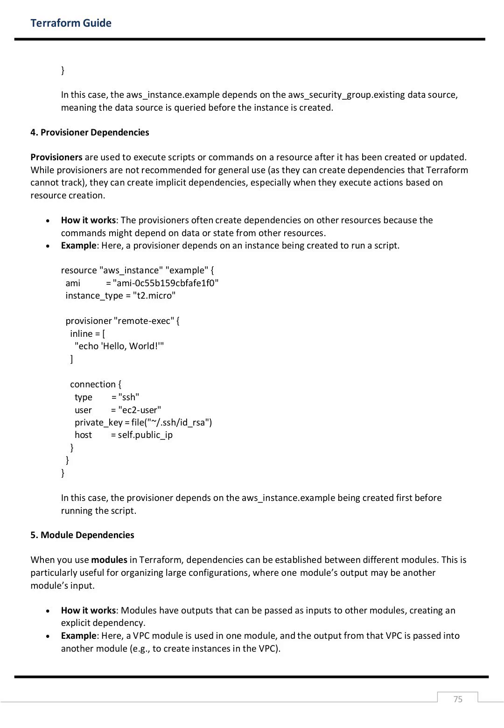5. Module dependencies. When you use modules in Terraform, dependencies can be established between different modules. This is particularly useful for organizing large configurations, where one module's output may be another module's input. How it works: modules have outputs that can be passed as inputs to other modules, creating an explicit dependency. Example. Here, a VPC module is used in one module, and the output from that VPC is passed into another module, for example, to create instances in the VPC.